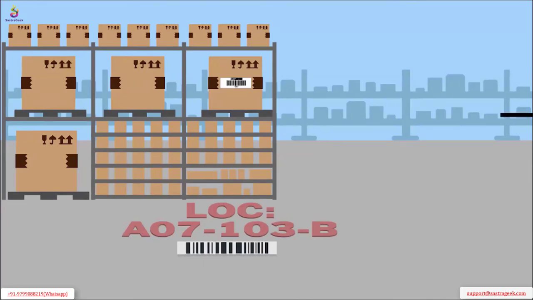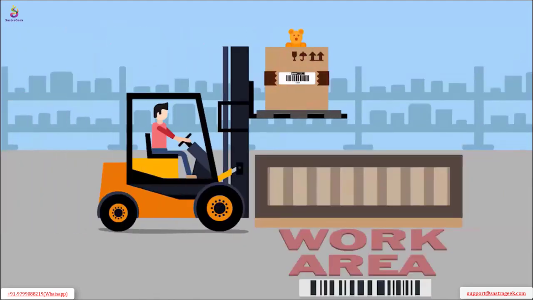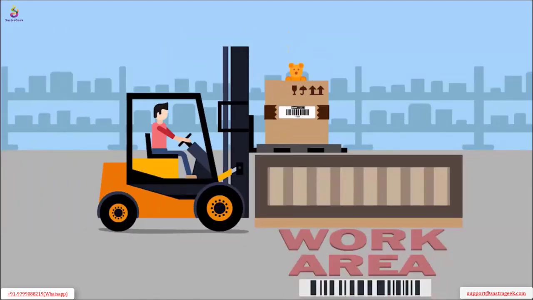Now, maybe you sell security equipment, and so you want to turn these bears into secret cameras. So you go pick up the pallet and take it to your workstation. Grab the pallet, scan the tag, scan the new location, and you're all set.